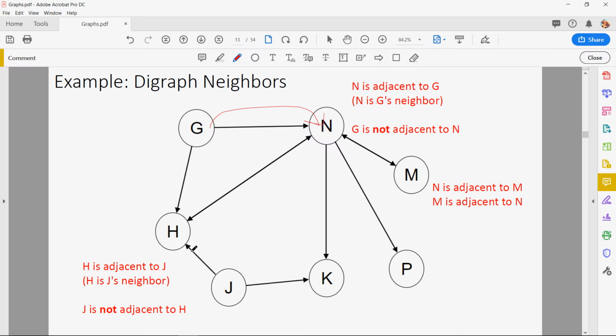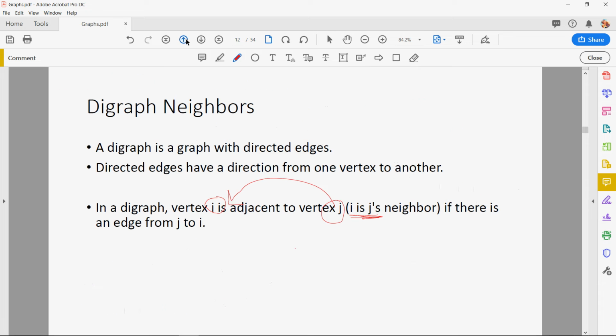H is adjacent to J. H is J's neighbor because there's an edge from J to H. J is not adjacent to H. So the neighbor or the adjacency relationship goes in that direction. So again, the rule is vertex I is adjacent to vertex J, or I is J's neighbor, if there's an edge from J to I.